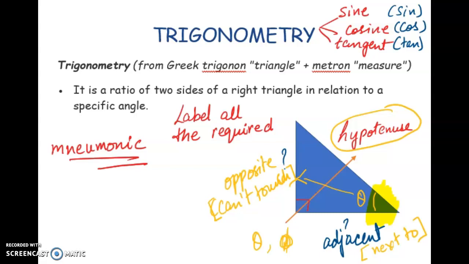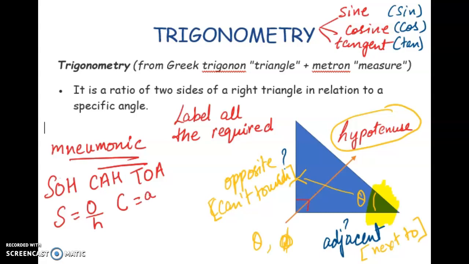Now, going back to the mnemonic that we were trying to discuss, the mnemonic to understand these ratios is called SOH CAH TOA. You can repeat with me. SOH CAH TOA. Now, I can rewrite it in this way. Sine is O over H. O means opposite. Cosine is A over H. Cosine is adjacent in the numerator and hypotenuse in the denominator.